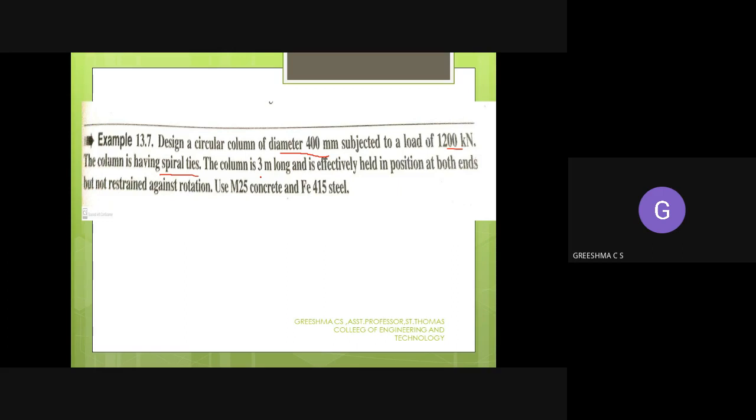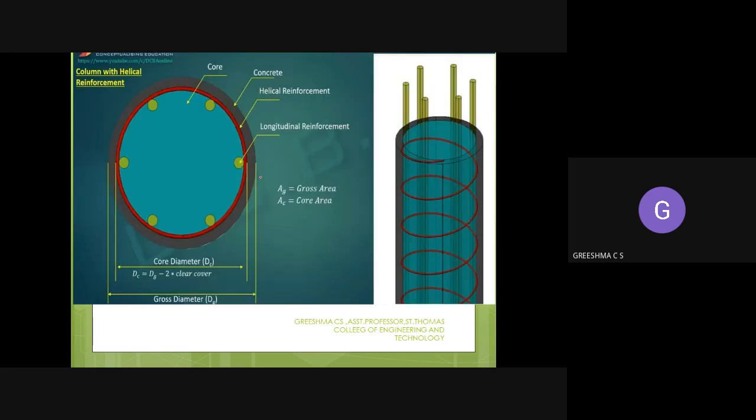Okay, unlike the previous problem, where they asked you to design a column, they didn't mention whether it is a square, a rectangle, or circular. They specifically did not mention anything, so the job was very easy for us. We assumed a square column. In this question, they have asked you to design a circular column with spiral ties. So this is a circular column with spiral ties. The shape will be a circle, and the lateral ties.